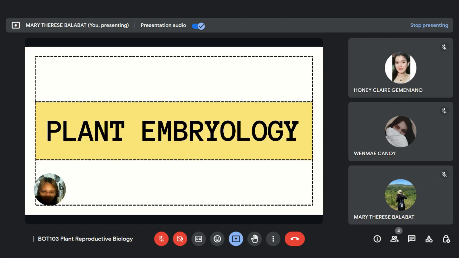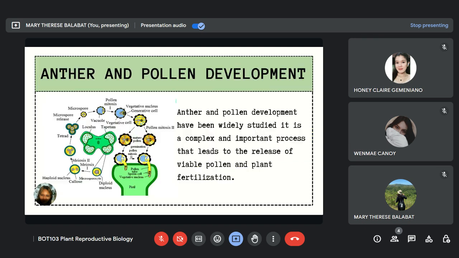Now we'll talk about plant embryology. Plant embryology covers the anther and pollen development. Anther and pollen development have been widely studied as it is a complex and important process that leads to the release of viable pollen and plant fertilization. Shown in the diagram is the process of anther and pollen development.